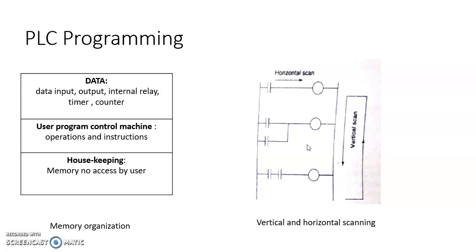Two basic scan patterns are there: horizontal scan and vertical scan. In horizontal scan, the process examines input and output instructions from first command starting from top left row by row. In vertical scan, the process examines input and output instructions from the top left vertically column by column.